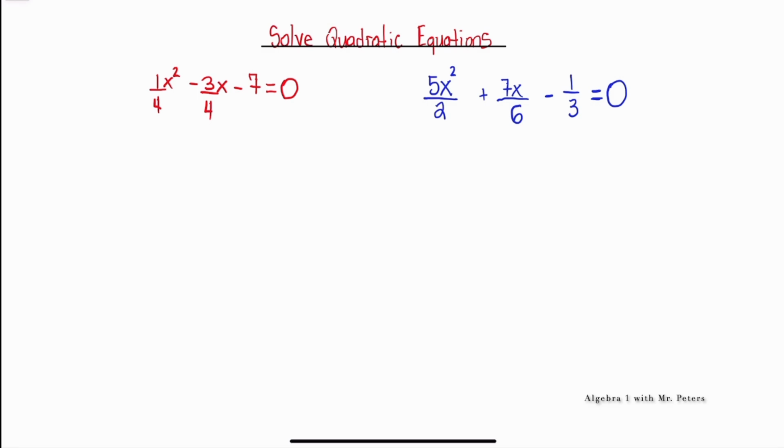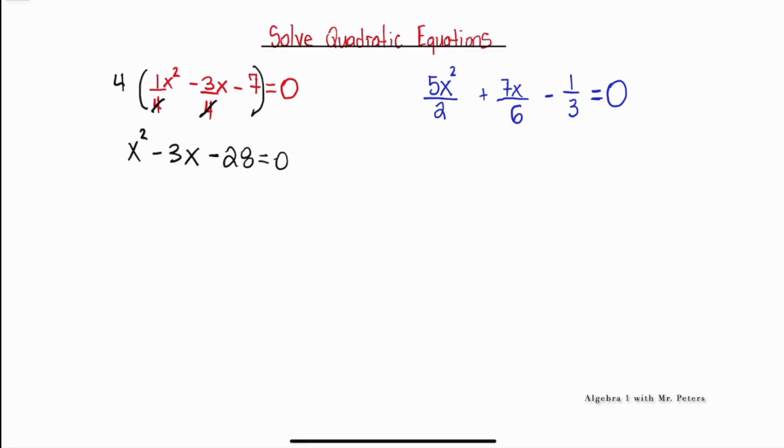So because of the denominator 4, I'm going to multiply this equation by the least common denominator. When I multiply by 4, these 4's are going to cancel out and we're left with just the numerator. So this turns into x squared minus 3x, and don't forget to also distribute 4 to negative 7. Minus 28 is equal to 0.